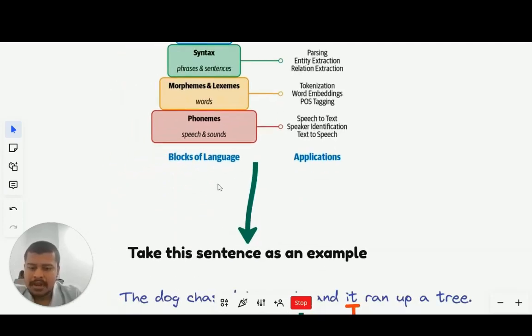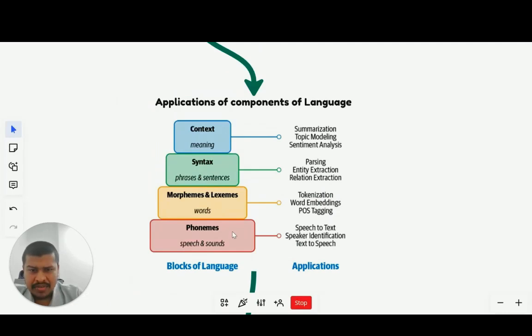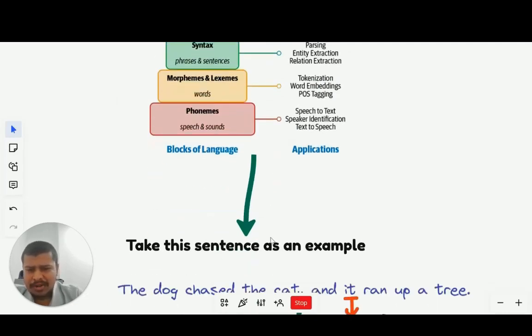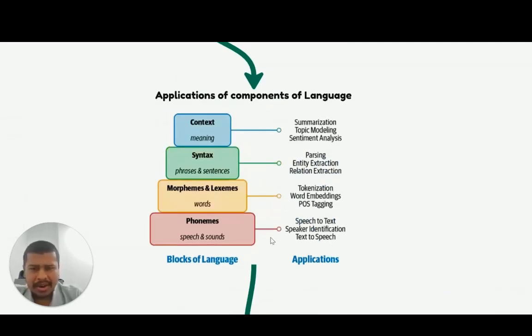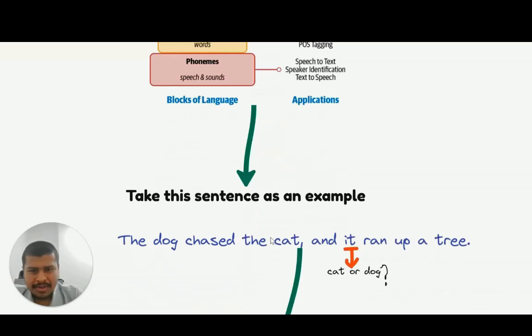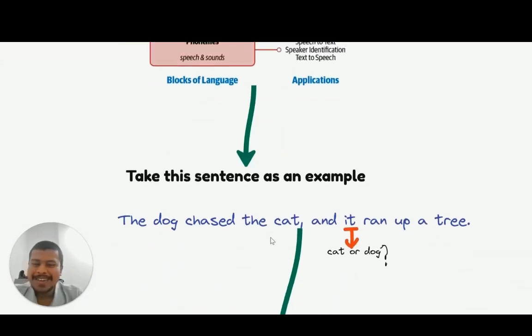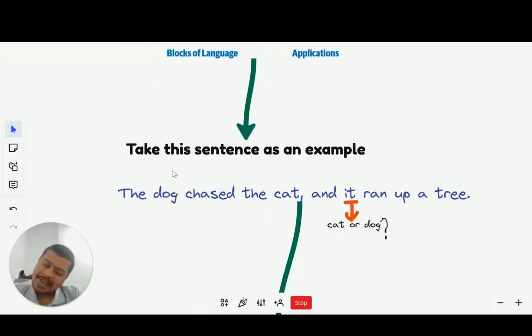Fine. So we know the components of the language. We can directly process them. So why not? That is all, right? Done. We're done with NLP, isn't that so? Is that the case? No. No. So I'll give you an example again. It's not that simple. Take this sentence as an example.